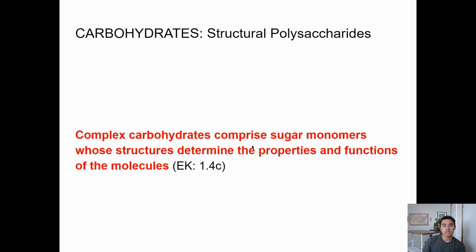So complex carbohydrates comprise sugar monomers whose structures determine the properties and functions of the molecules. The structure and function of the molecule is determined by the properties of the monomer: what types of bonds it can interact with. They all make up complex carbohydrates whose properties we can tell based off of the monomers.